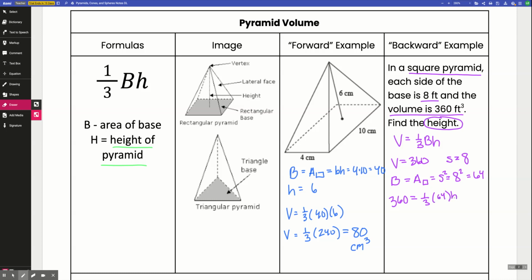Now, once you get to this point, my advice would be to multiply both sides by 3, just so that you don't have to deal with this fraction anymore, because that's going to cancel out the 1/3. Okay, so 360 times 3 is 1080. Okay, and then that equals 64 times h, and then I'm going to divide both sides by 64.